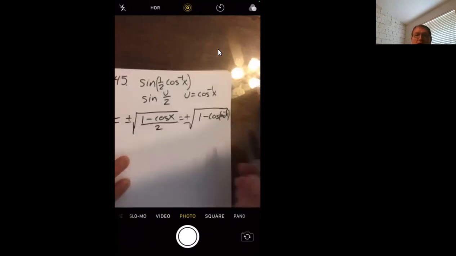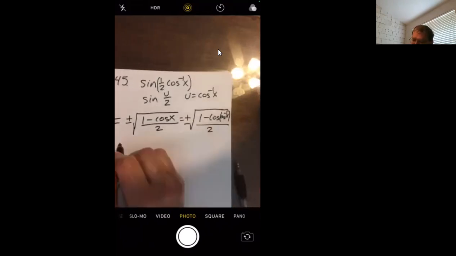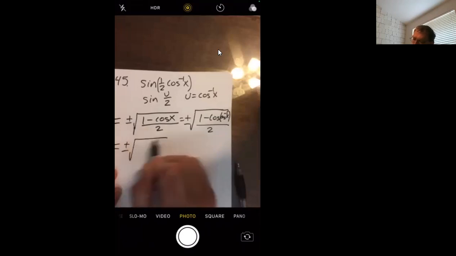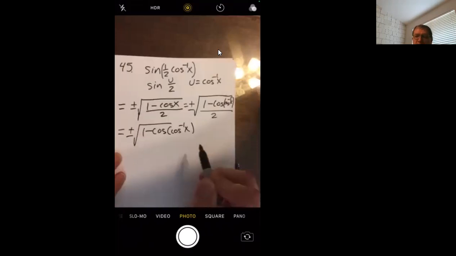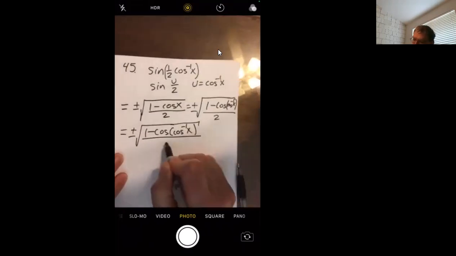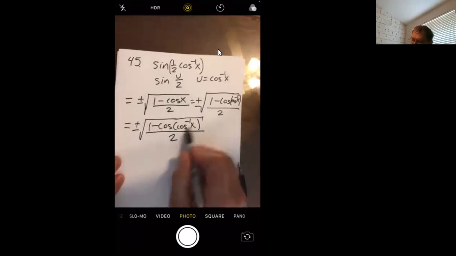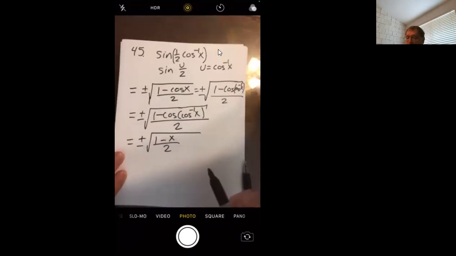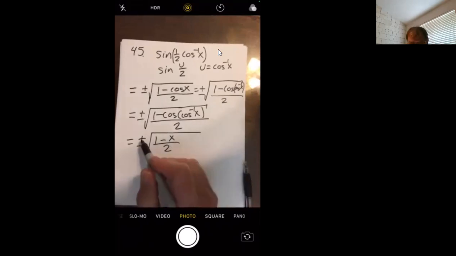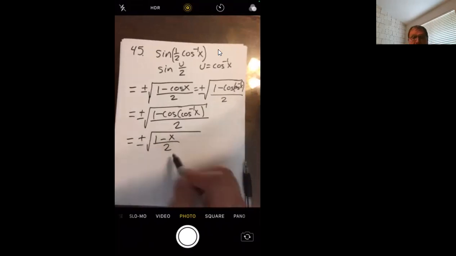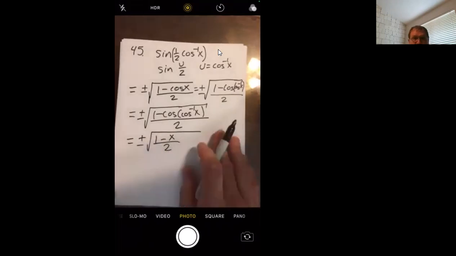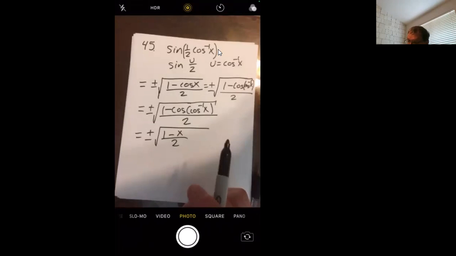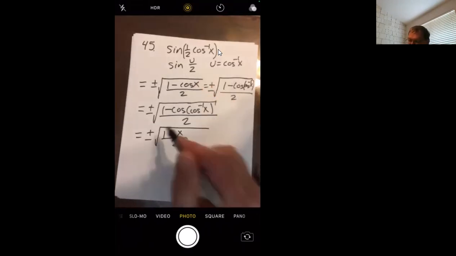Hard to see. I'll rewrite it again here. Plus or minus big square root 1 minus cosine of arc cosine of x all over 2. Well, these are going to cancel, and you're going to wind up with plus or minus big square root 1 minus x over 2, because these are going to cancel. And you can't even really pick the plus or minus off of that. They might just use plus. But there's no information really given to pick between the two.